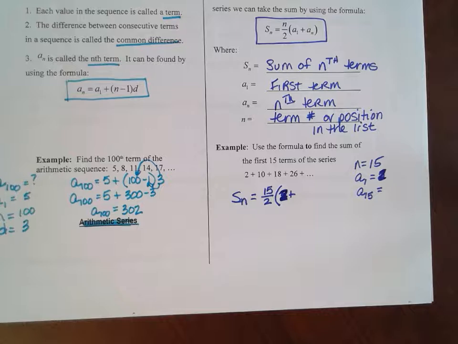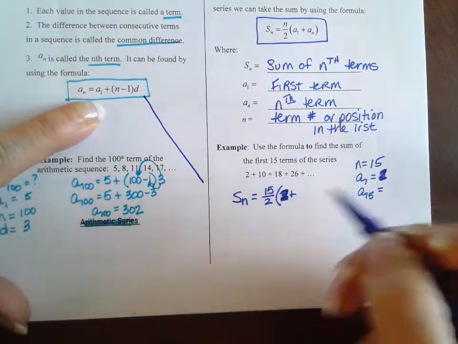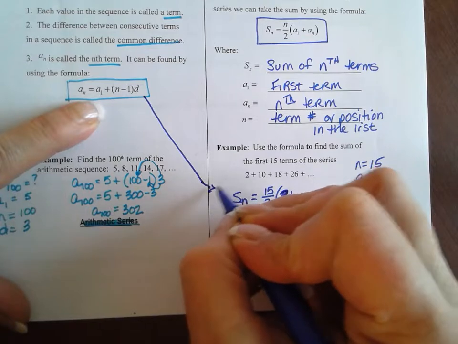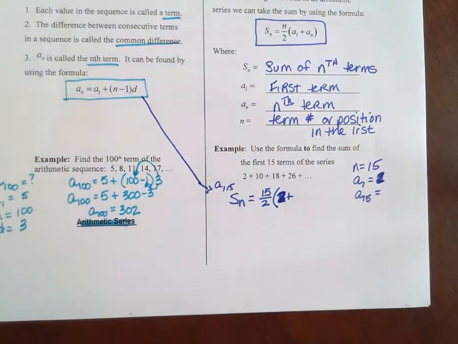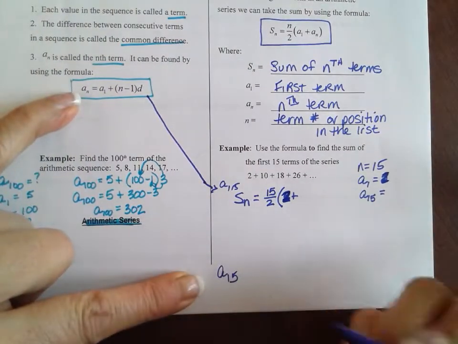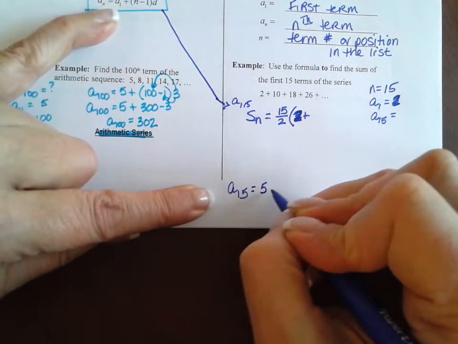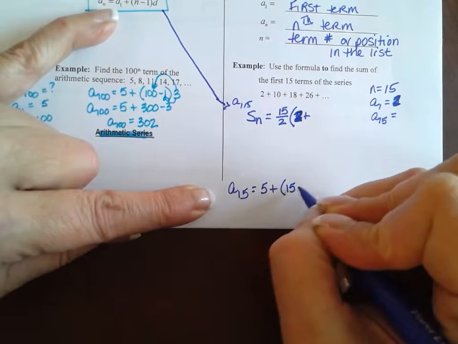How do you find a specific term number in a sequence? Do what we did yesterday. Use this formula to find the a15. Okay, so that means that a to the 15th is going to be 5 plus 15 minus 1.